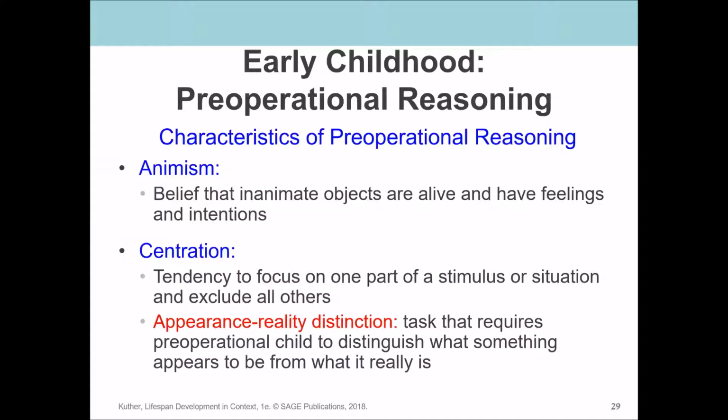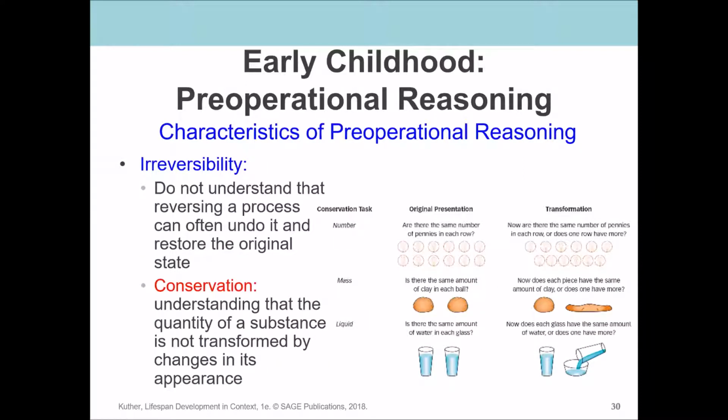Pre-operational children will also demonstrate irreversibility. They don't understand that reversing a process can often undo it and restore it to its original state. And what we're talking about is the opposite of conservation, the understanding that the quantity of substance is not transformed by the changes in its appearance. So Piaget came up with several different conservation tests of changing the shape of an object and then asking if the child believes that the number or mass has changed.